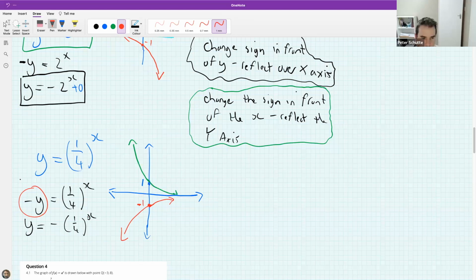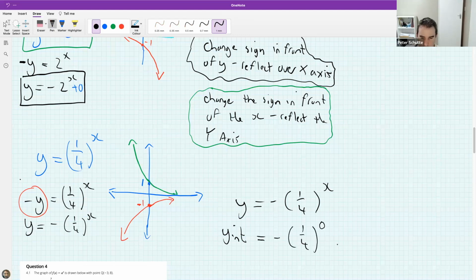And just to show you that the algebra is also telling us the truth. If I had taken this equation and I said, I want to find the y-intercept. In order to find the y-intercept, I would have taken x and made it 0. And then I would have said, well, that's going to be minus times 1, which is -1. And that's exactly what I was hoping for. So the algebra is telling the same story as the graph.